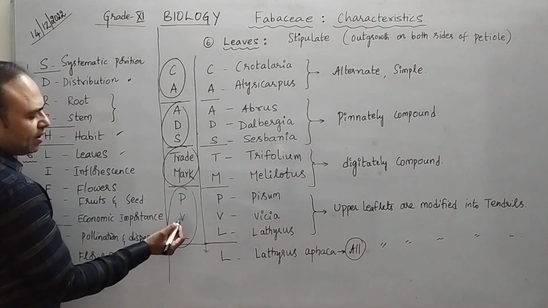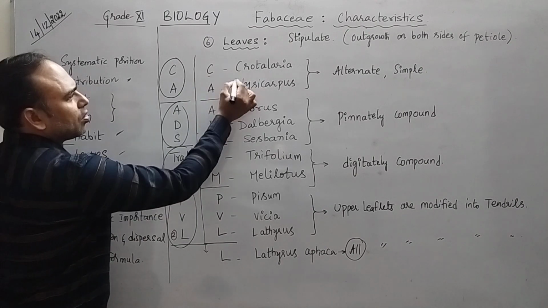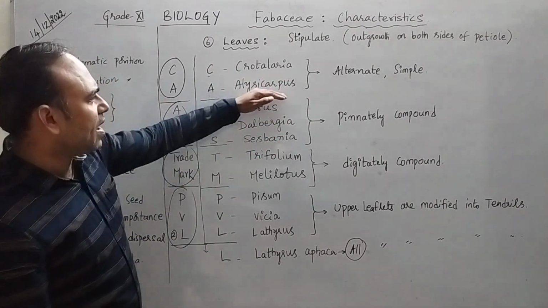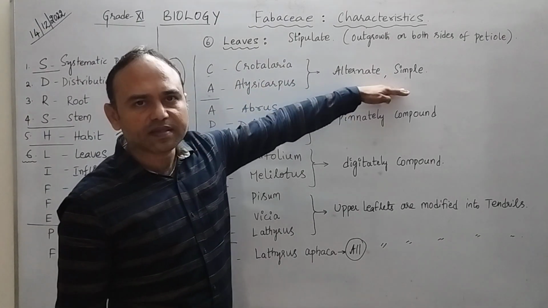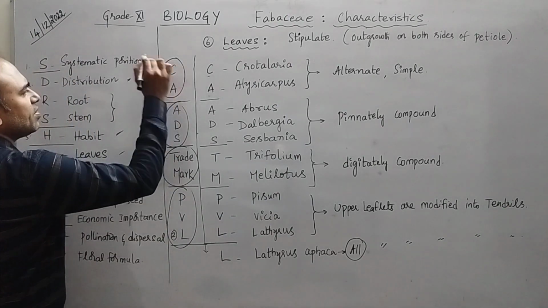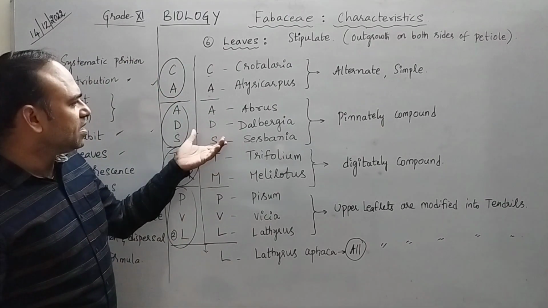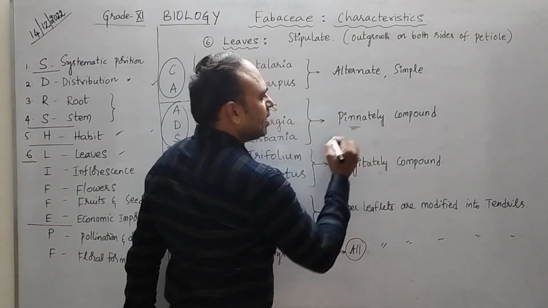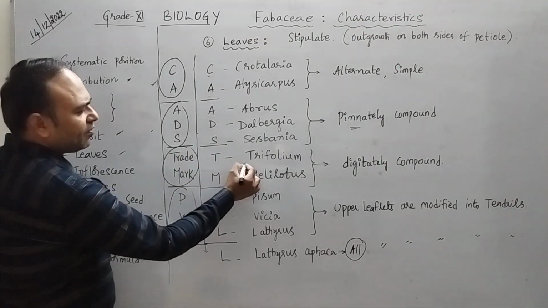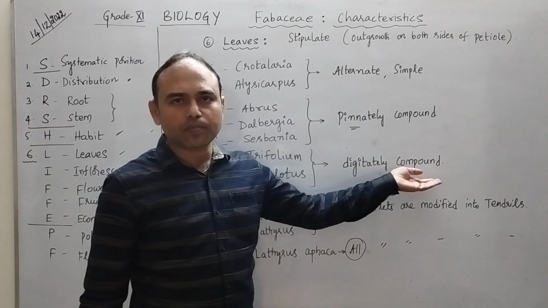Let us take here 2L and expand this. First C, Crotalaria, A, Alysicarpus. These have leaves that are alternate and simple. Hope you have understood this. CA is done. Next, ads. Abrus, Dalbergia and Sesbania. In these three, the leaves are pinnately compound. Coming to the next one, trademark, TM, Trifolium and Melilotus. The leaves are digitately compound.